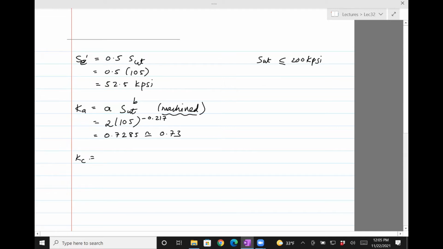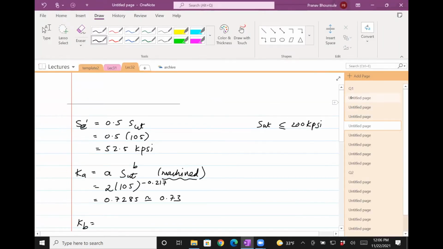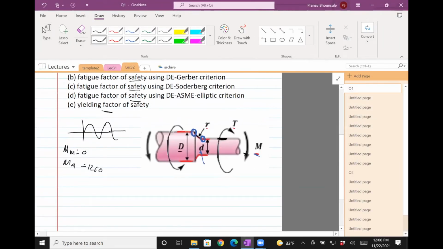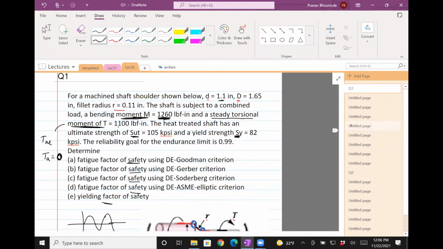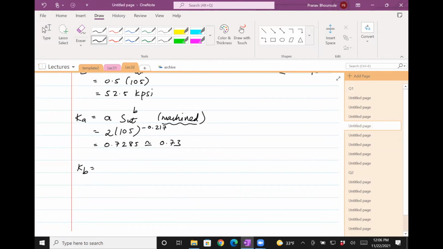Next is Kc. Sorry, Kb, my bad. Kb is the size factor, and that depends on the diameter of the shaft. If you go back to the problem, we have two diameters here, capital D and small d, and the design is usually based on the small diameter because that's the one which has the highest stress, because stress is inversely proportional to d. So we use the smaller diameter, which happens to be small d, and it is 1.1 inch. So let's use that value. This is again from one of the formulas provided: 1.1 raised to minus 0.107, which comes out to be 0.87.